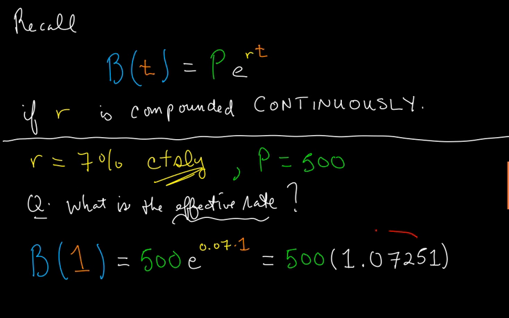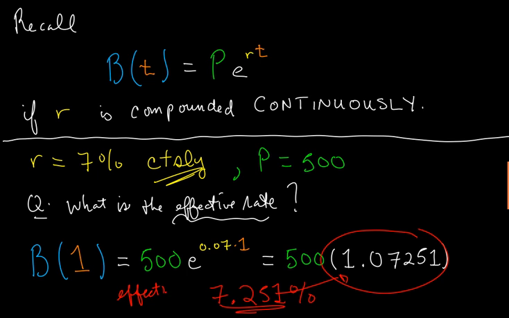But anyway, what's the effective interest rate? Well, you look at that number and you just take the decimal part of it. So it's 7.251%. Okay, that is the effective rate. All right, so it's pretty easy. And again, what is the effective rate? It's simply the interest rate you would get if you compounded everything just once at the end of the year. Okay, so that's again the difference between the effective rate and the nominal rate.